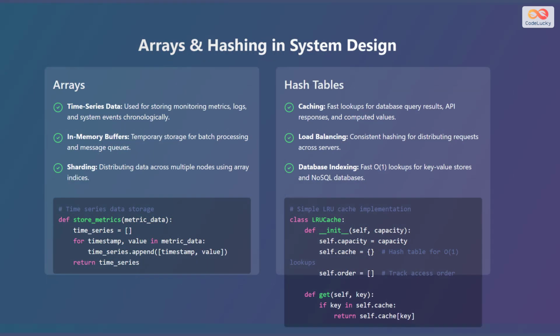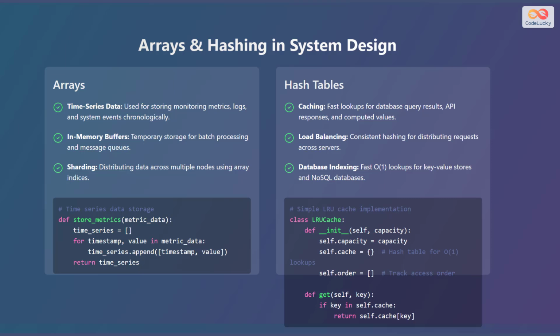Now we'll see the practical applications of arrays and hash tables in real-world system design scenarios. Arrays are used in time series data storage, suitable for storing monitoring metrics, logs, and system events chronologically. Arrays are used as in-memory buffers, which serve as temporary storage for batch processing and message queues. Arrays are also used for sharding, which helps in distributing data across multiple nodes using array indices. Here's a simple code snippet for time series data storage.